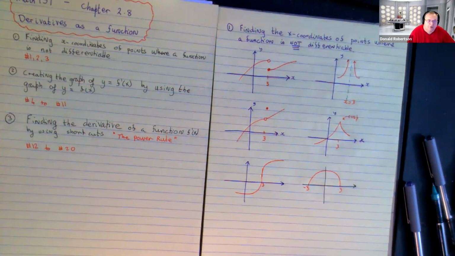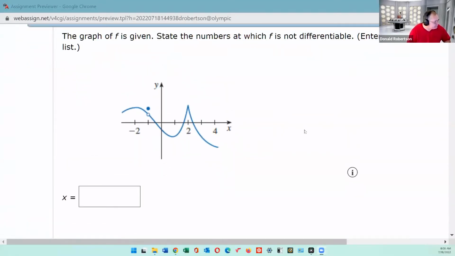So let me show you some of the homework questions. There's only 3 of them. They're pretty quick. I think they are anyway. Here we go. Here is a graph of a function. It has 2 problems. There are 2 places where this function is not differentiable.